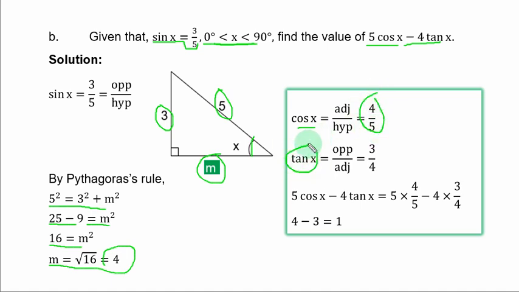You get tan s, opposite over adjacent, 3/4. We can now compute 5 cos s minus 4 tan s. That is 5 times 4/5 minus 4 times 3/4. 4 cancels 4, and 5 cancels 5. You are left with 4 minus 3, which is equal to 1. That is the value of 5 cos s minus 4 tan s if sin s is equal to 3/5.